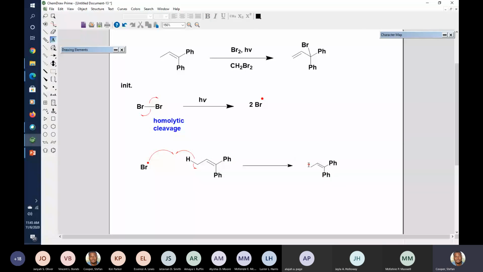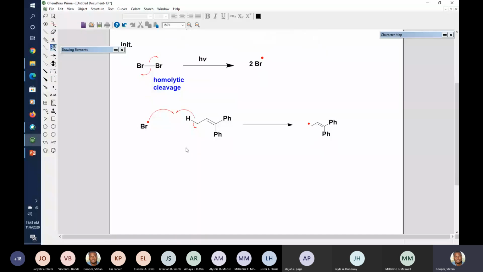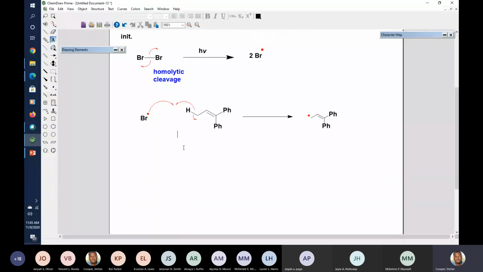All right. Now, this radical does not lead to my final product. If I terminate here, I'll just have a bromine here. And this is the step I didn't see from a lot of people, all right? So I'm going to try to make sure that I specify it here. So this is the hydrogen extraction. Right? And this step is a propagation step. So I'm going to put prop up top as well.